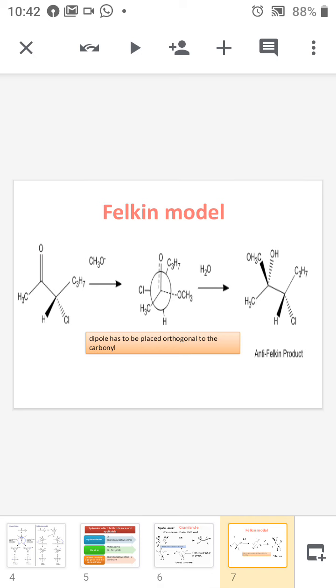Now, this is Cram's model. If you apply the Felkin model to the same example, this is the situation. Instead of the largest group being orthogonal to the carbonyl group, here we have shown the electronegative atom orthogonal to the carbonyl group. Now the attack is always along the side of the smallest group. This is the difference between the Felkin model and Cram's rule as applied to a dipolar molecule.